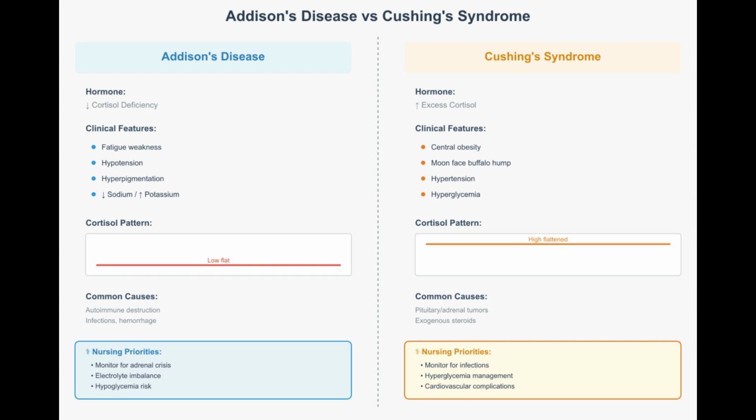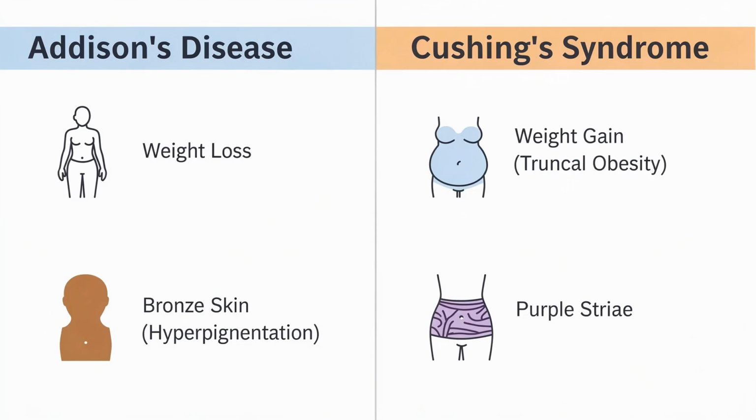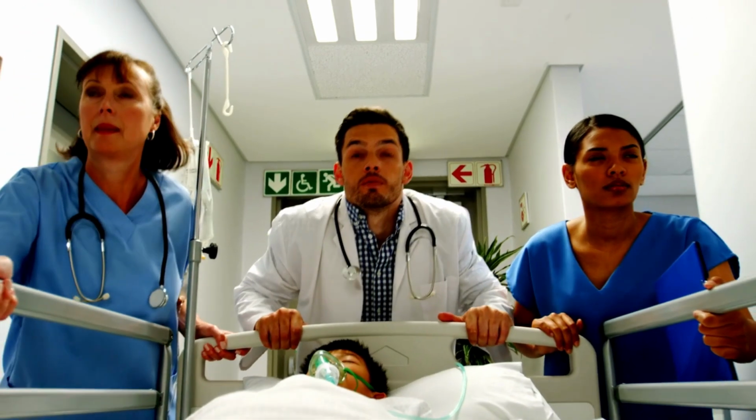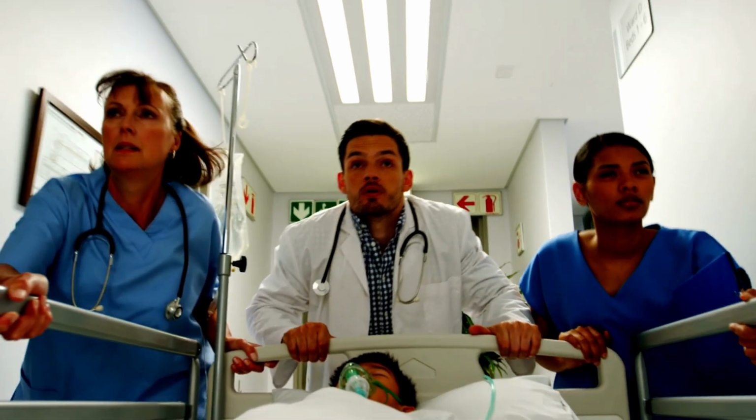Let's summarize the key differences. Cushing's is high and cushy with high BP and sugar. Addison's is low and slow with low BP and sugar. Cushing's presents with weight gain and striae, while Addison's shows weight loss and the hallmark bronze hyperpigmentation. The most feared complication of Addison's is the Addisonian crisis.